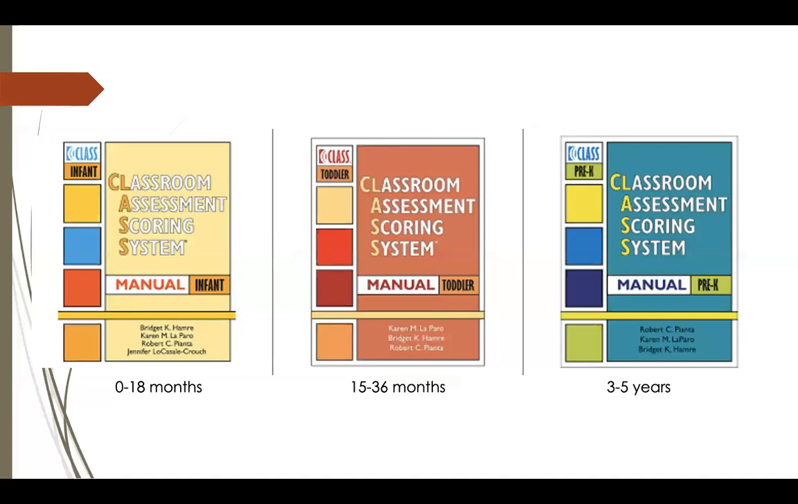So this is what the CLASS tool looks like, what the manuals look like. We are today focusing on the middle one, the toddler, which is 15 to 36 months. If you look on the left at the infant, you'll notice that the age range is overlapping with the toddler.